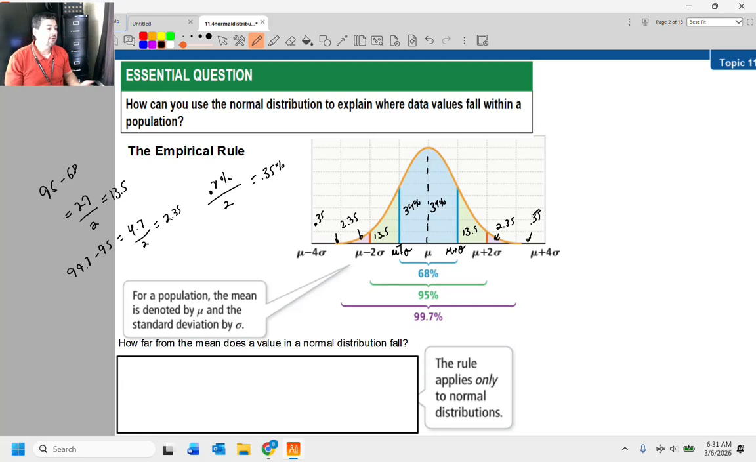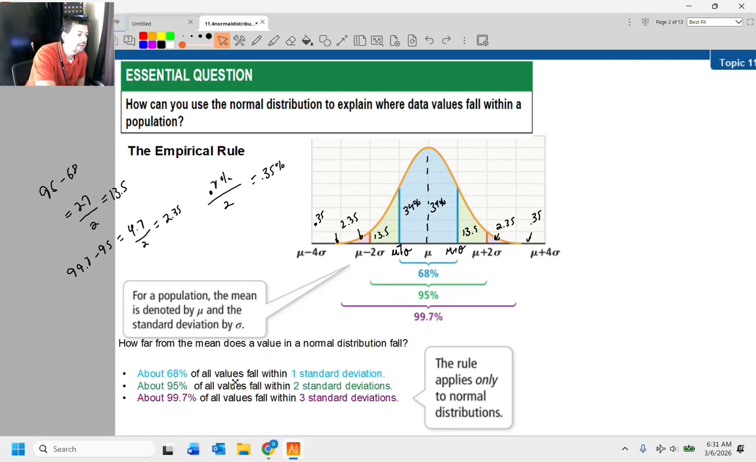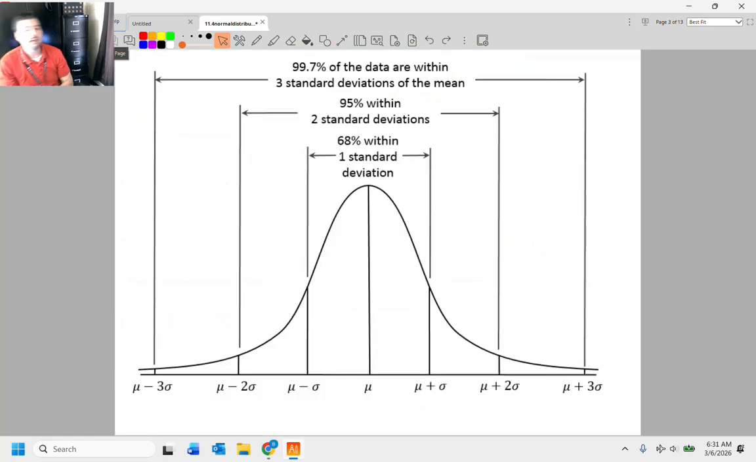All right, and that is called the 68, 95, 99.7 rule, or the empirical rule. Let's see, we have a question down here. How far from the mean does a value in a normal distribution fall? 68% falls within 1, 95% falls within 2, and 99.7% falls within 3. And this only applies to normal distributions. A lot of times you'll see people say approximately normal so that you can use it, but normal.